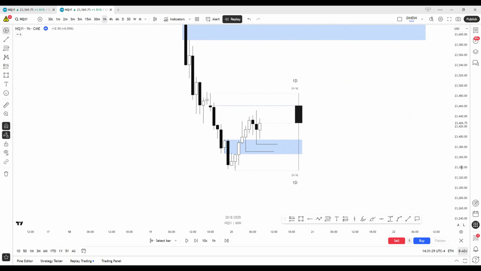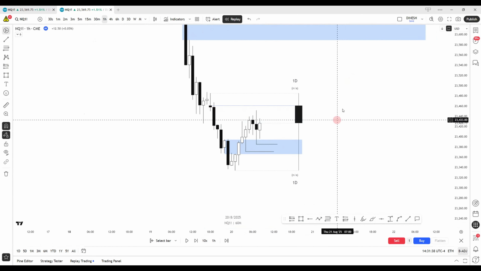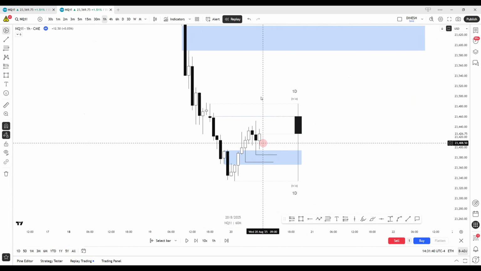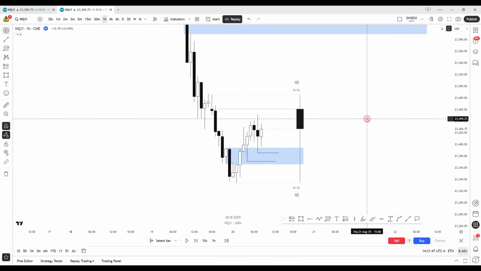But unfortunately, the market sold off from this point because it respected this FEG. Most of the guys shorted from this point. But I didn't enter because I waited for the price to come to this premium zone. Then I would look for the entry. So I missed, not I missed, I ignored that setup.